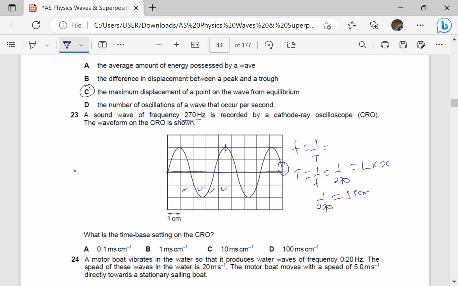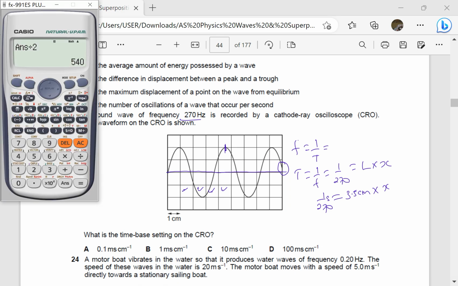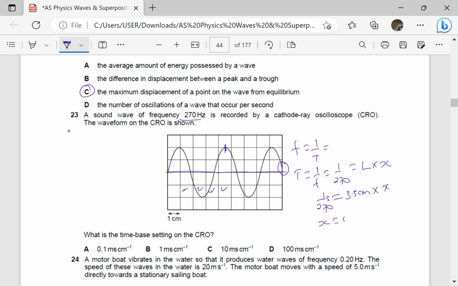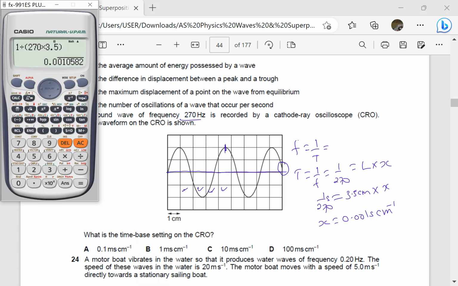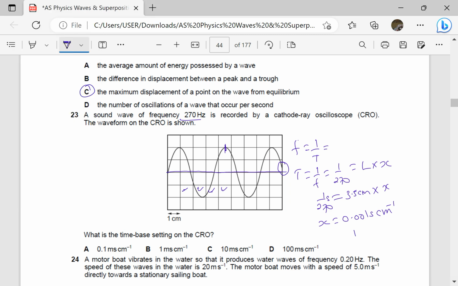So that is 3.5 centimeters times the time-based setting. Remember, this is in seconds. So x is going to be, because it's per centimeter, I'm making x the subject, so it will be 1 divided by 270 times 3.5. So that is 0.001. So x is equal to 0.001 seconds per centimeter, which is approximately 1 millisecond per centimeter. So the answer is B.